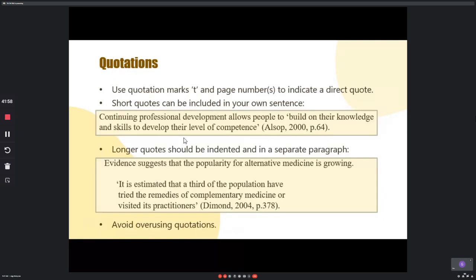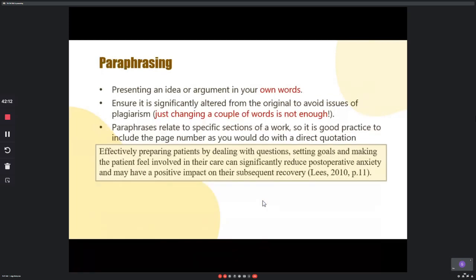Now this is the example that I showed you just now. Either use single quotation or double quotation to show that you copy this from somewhere else. It's okay to do this, but don't do it too many times. Paraphrasing means that you are going to present an idea or argument in your own words.